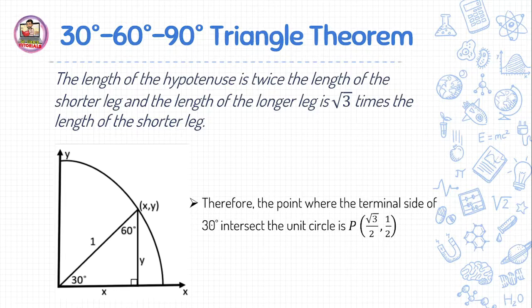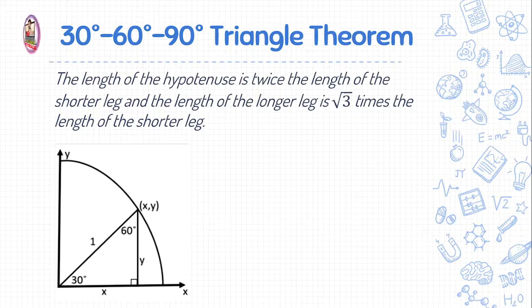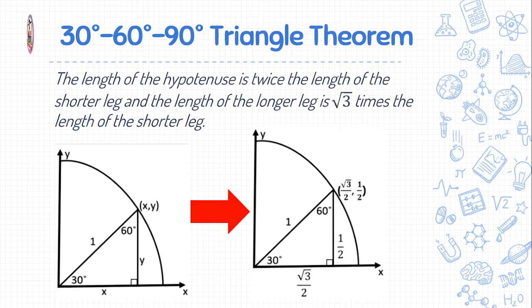So therefore, the point where the terminal side of 30 degrees intersects the unit circle is point P, which has coordinates square root of 3 all over 2 and 1/2. So labeling this diagram and placing the coordinates, we have the adjacent side of 30 degrees measures square root of 3 all over 2. The opposite side is 1/2. So therefore, our coordinates for this angle are square root of 3 all over 2 and 1/2.